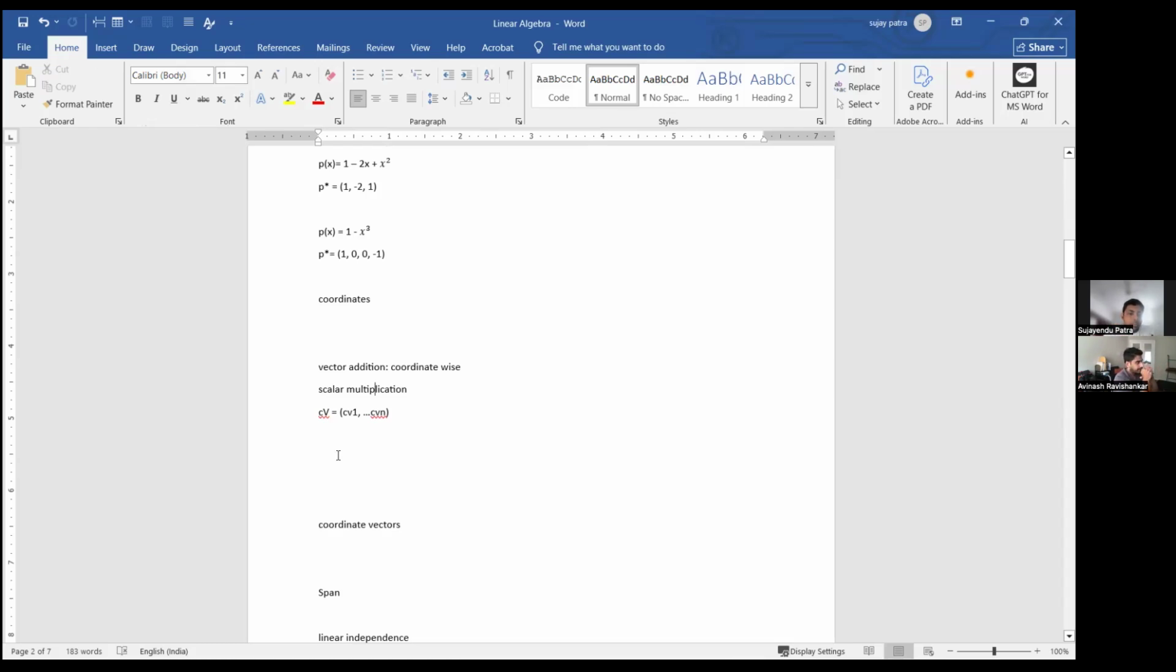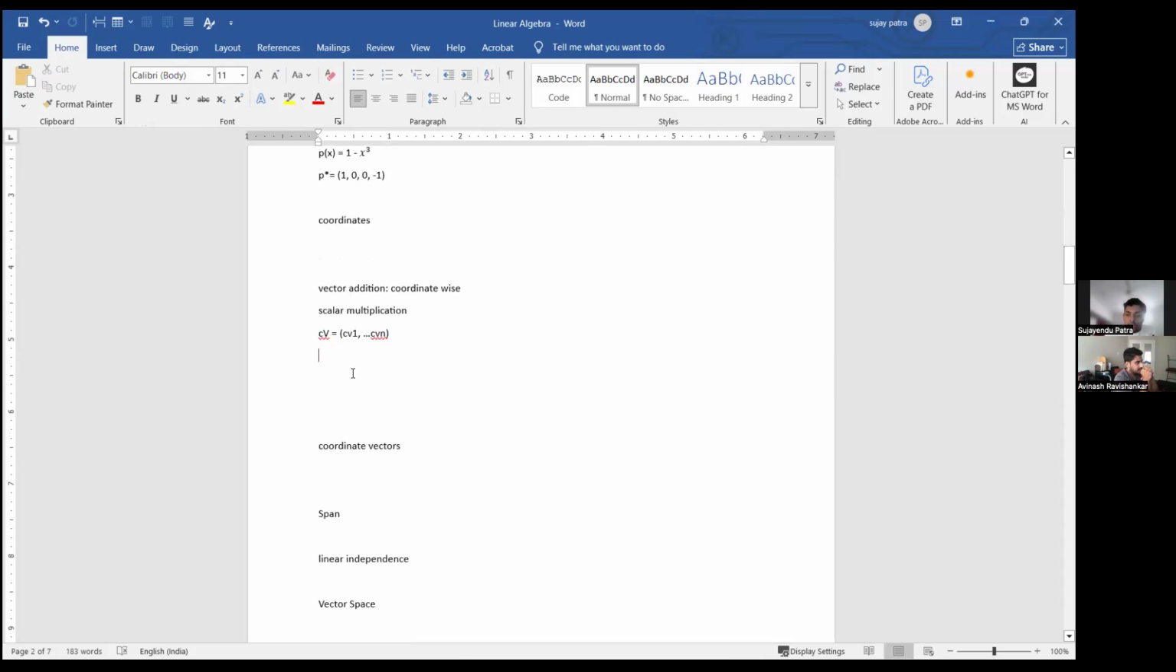Then there are some special vectors which are called coordinate vectors. I'll write them for 3D. You might have seen these kinds of things in physics a lot. e1 will be 1, 0, 0. e2 will be 0, 1, 0. And e3 will be 0, 0, 1. So these are the three vectors, and any other vector I can write using some combination of these.